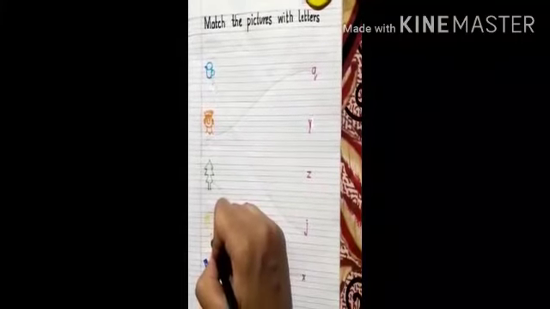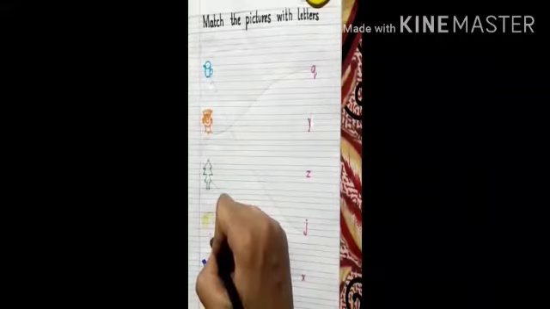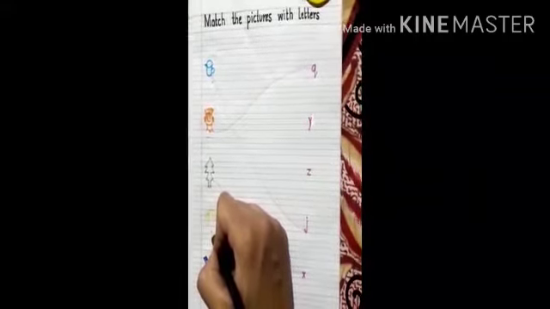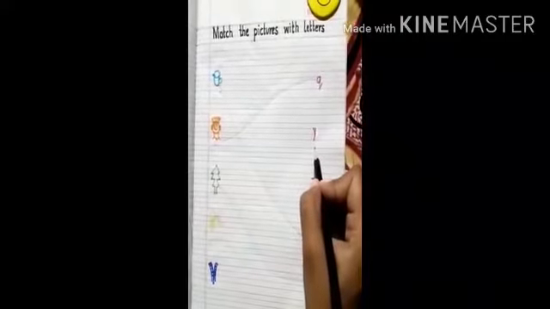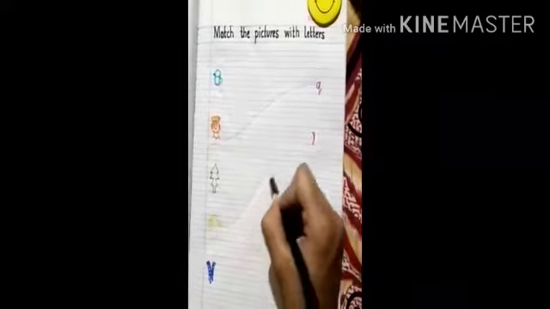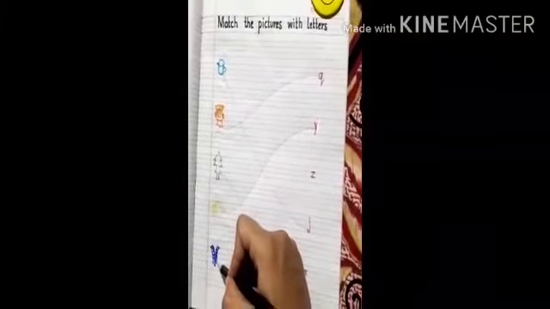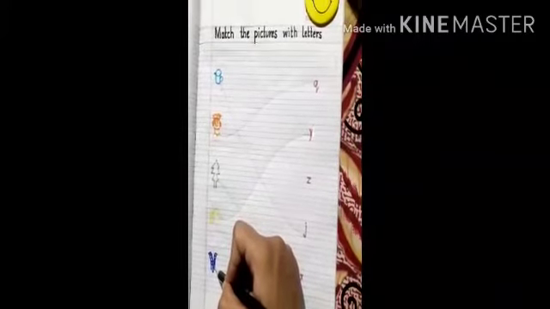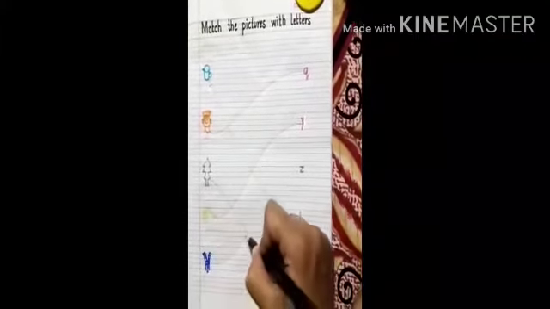What is this, children? This is a picture of a yo-yo. And what is for yo-yo? Yes, letter Y. Now let's match it with letter Y. What is this, children? This is a picture of a... Yes, tell me. Yes, zip. And what is for zip? Which letter? Yes, letter Z. Now let's match it with letter Z.